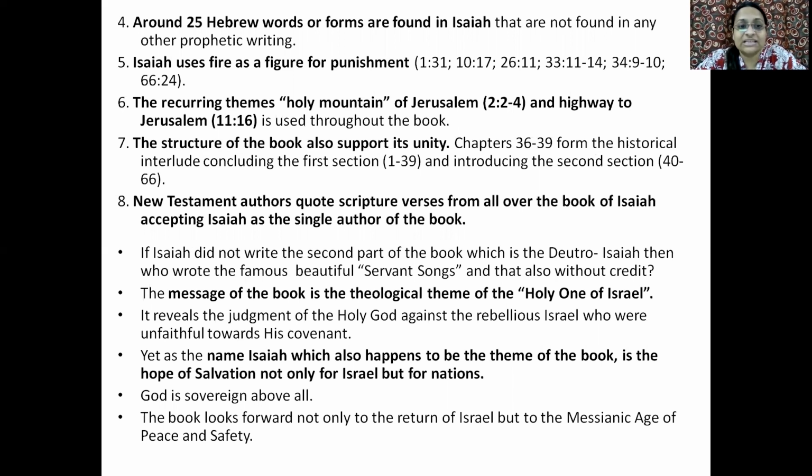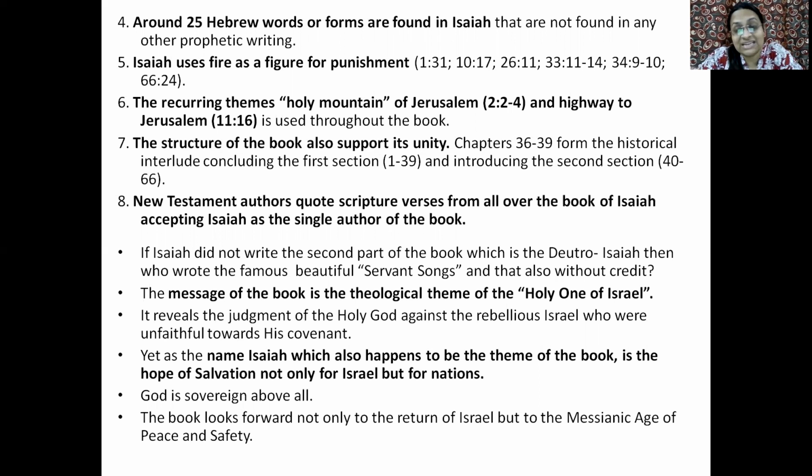Then we have the sixth reason, the recurring theme of the holy mountain of Jerusalem, which is mentioned in chapter 2 verse 4 and quite often elsewhere. And then the highway to Jerusalem, mentioned in 11:16, is used quite often throughout the book of Isaiah. So this recurring theme tells us that probably the same author wrote the whole book. Then we have the seventh reason: the structure of the book also supports its unity. The whole structure of the book cries out for unity. Chapters 36 to 39 sit in the middle and form a historical interlude, the concluding part of the first section, chapters 1 to 39, and then it introduces the second section, chapters 40 to 66.